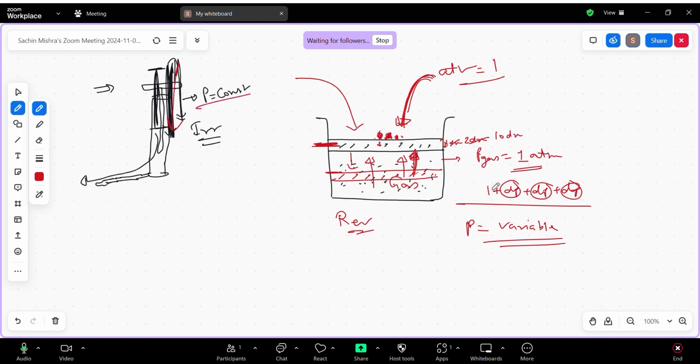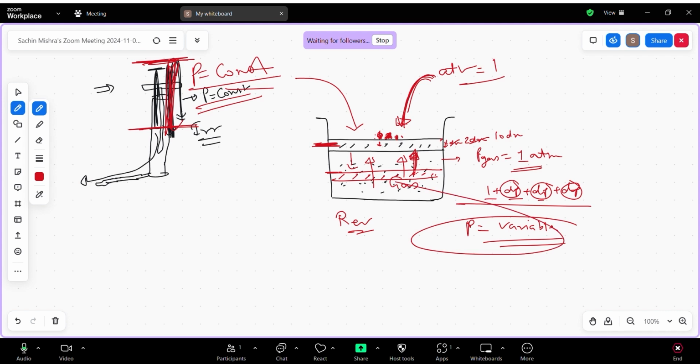Irreversible: sudden movement is there, so pressure is constant. Reversible: every step has a small change. In irreversible, you observe when I put the weight on the piston, it suddenly moves from here to there. During this whole process, pressure becomes constant. But in reversible, I add one dust particle, so after every step, pressure increases by dp. So pressure becomes overall variable. I hope up to this is okay.